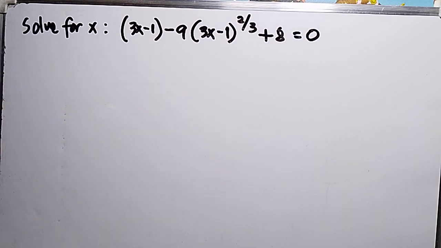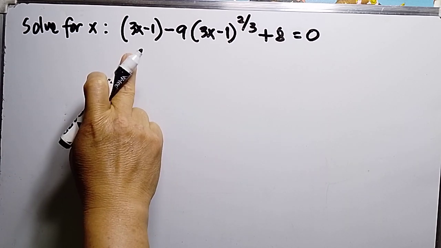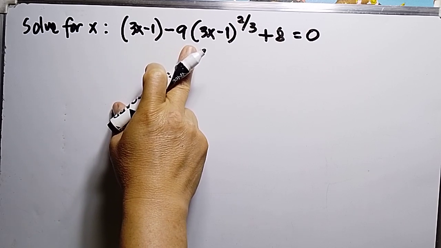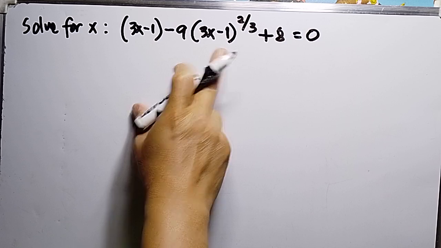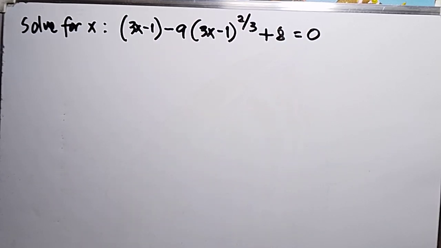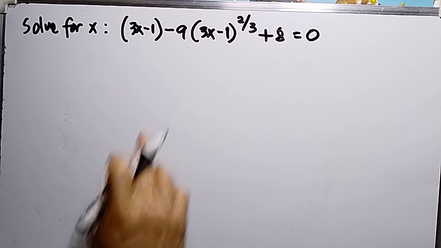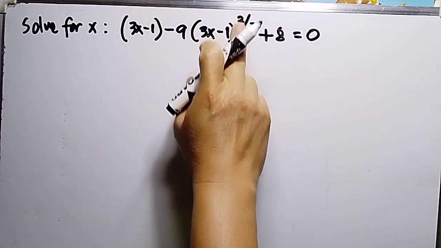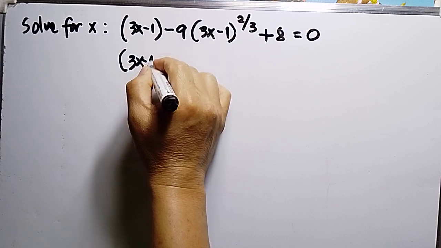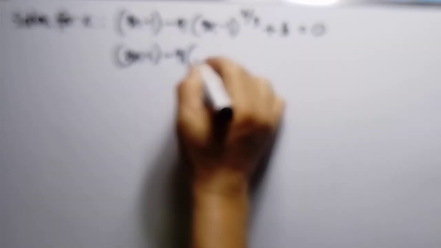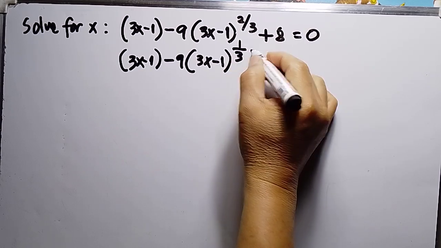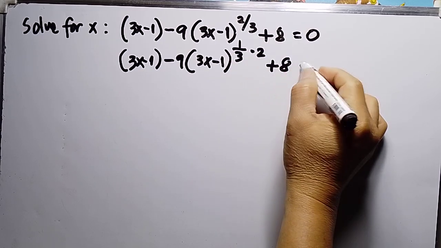The given equation is (3x minus 1) minus 9 times (3x minus 1) raised to the power of 2/3, plus 8 is equal to 0. First thing to do is I need to simplify the 2/3 power. So this will be (3x minus 1) minus 9 times (3x minus 1) raised to the power of 1/3, all squared, plus 8 is equal to 0.